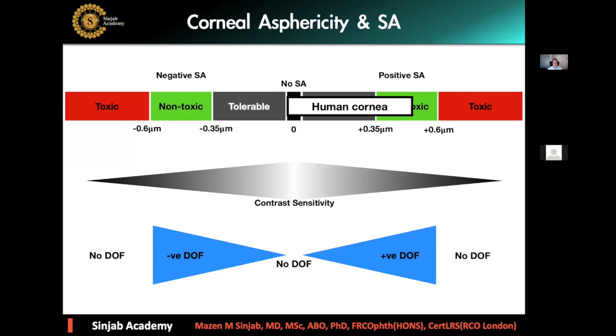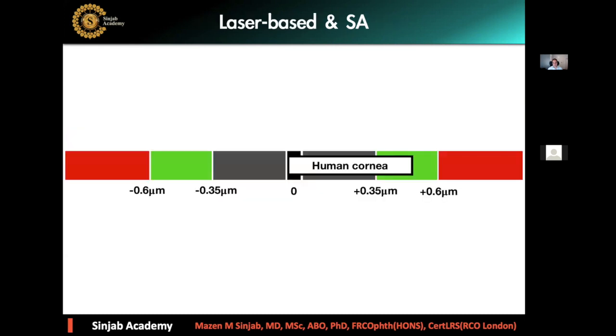In addition, there is a concept called the depth of focus, which I'm going to talk about in a minute. You have to put in mind that there is no depth of focus if there is no spherical aberration. And depth of focus will increase gradually with the increase of spherical aberration in both directions up to toxic. Whenever the spherical aberration goes into toxic, then almost there will be no depth of focus. Great.